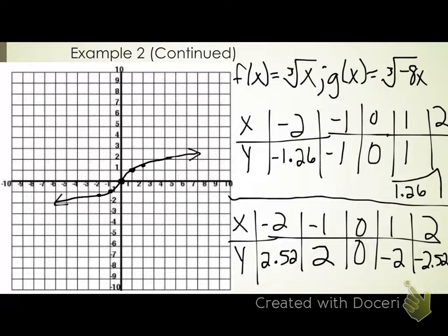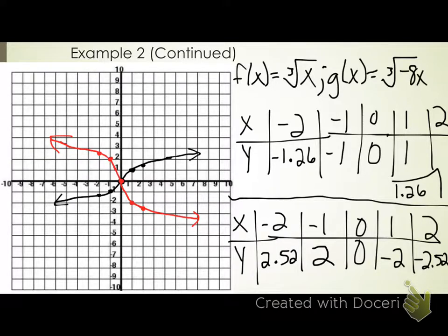So negative 2, 2.52. Negative 1, comma 2. 0, 0. 1, negative 2. 2, negative 2.52. There's the graph of g of x.